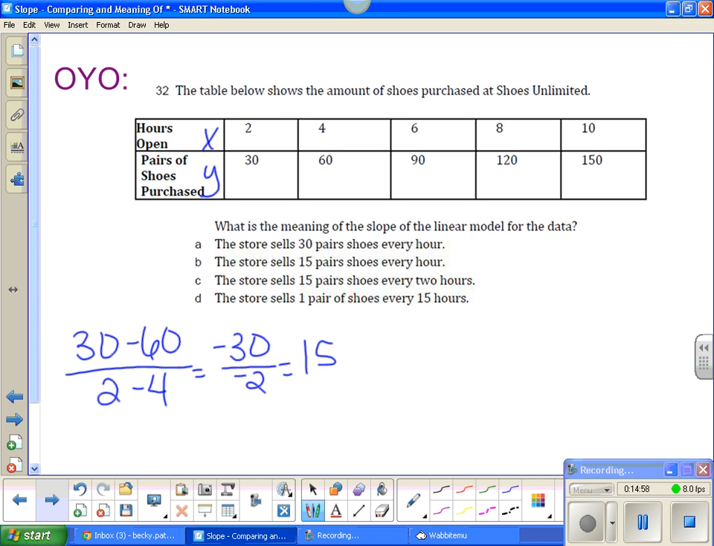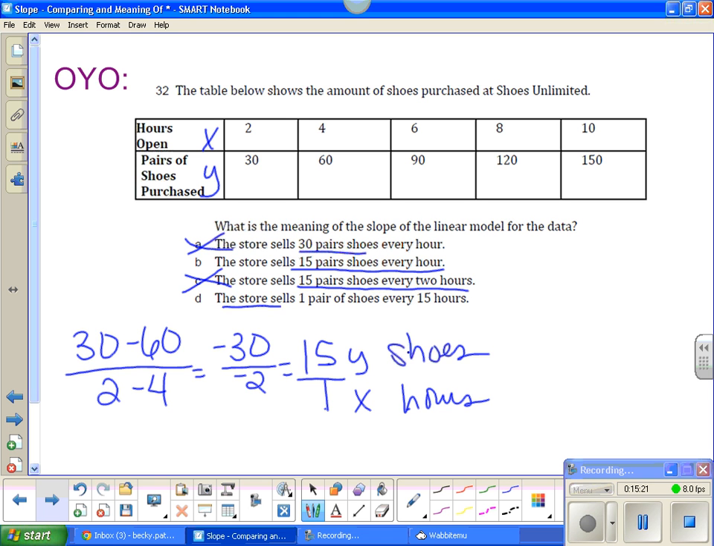Now this is the most important part. You got to break it down. 15 over 1, y's over x's. What are your y's? Shoes. What are your x's? Hours. 15 shoes per 1 hour. 30 pairs of shoes per hour? No. 15 pairs of shoes every hour? I like that one. 15 pairs of shoes every 2 hours? No. 1 pair of shoe every 15 hours? No. Gotta be B. Again, the most important part.